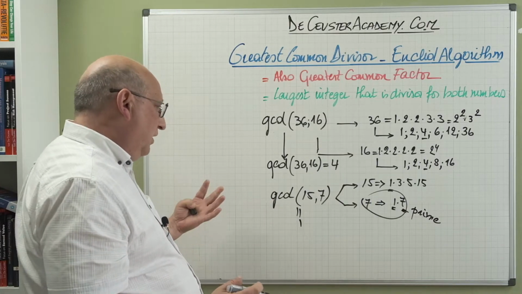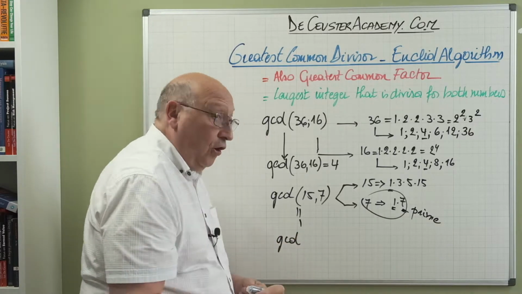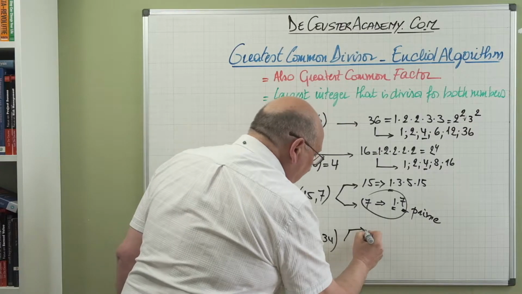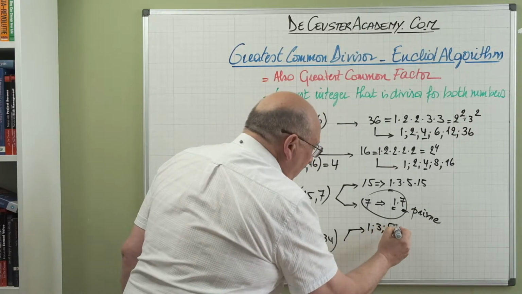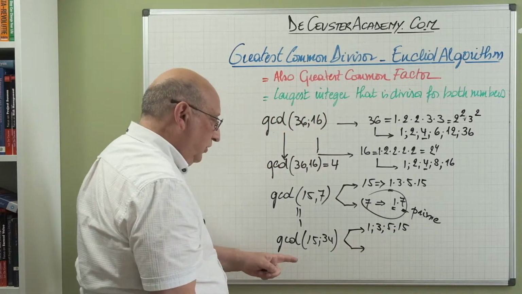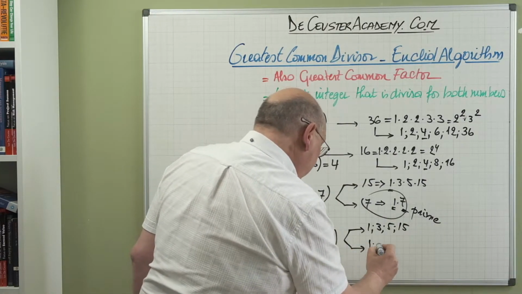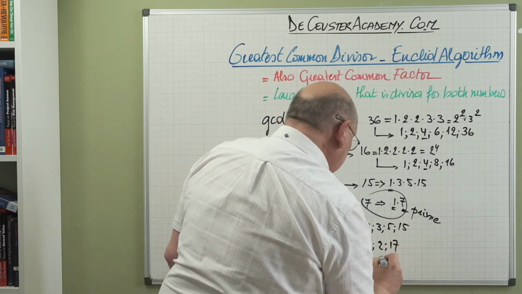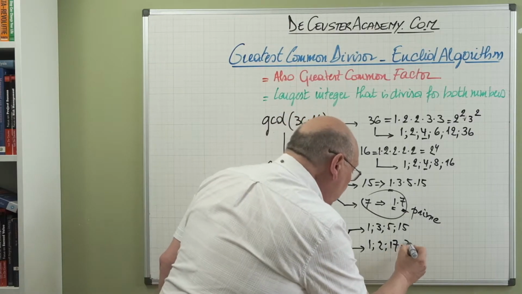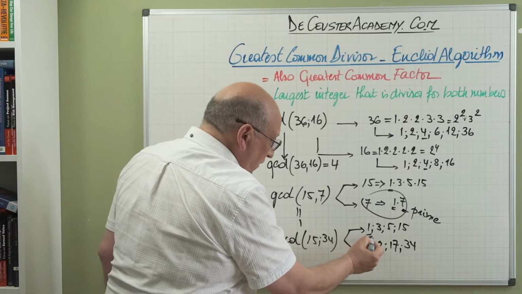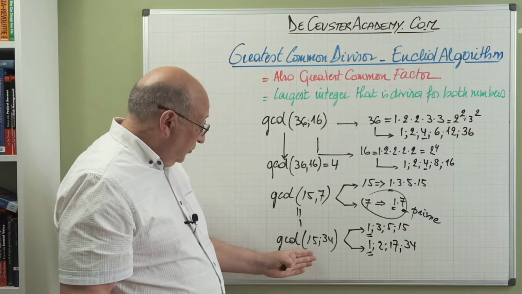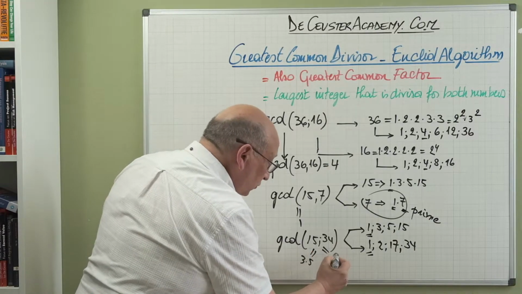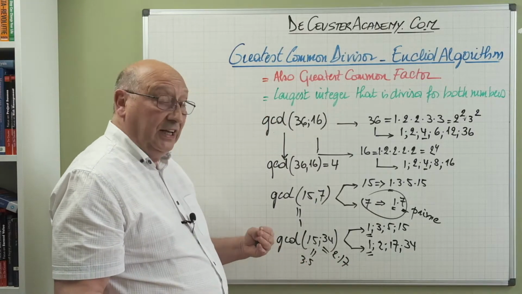This is logical for prime numbers, but let's also look at another example, the GCD of two numbers, for example, 15 and 34. When I look at 15, I say 15 has divisors 1, 3, 5 and 15, and for 34 we have 2, then 17, and 17 is also a prime, of course, and we also have 34 here. Now, here we see that although both numbers are not prime numbers, I can write 15 as 3 times 5, and 34 as 2 times 17, but I see that also their GCD is equal to 1.